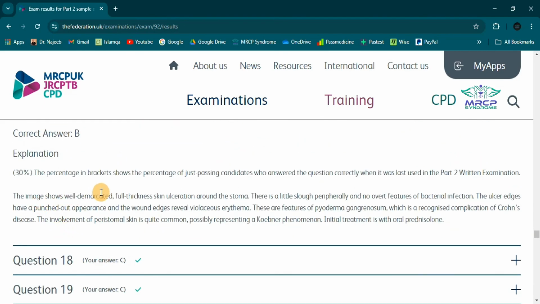This image shows well demarcated full thickness skin ulceration around the stoma. There is a little slough peripherally, no overt features of bacterial infection. The ulcer has a punched out appearance. The wound has reverse violaceous erythema. These are features of pyoderma gangrenosum, which is a recognized complication of Crohn's disease. The involvement of peristomal skin is quite common, possibly representing a Koebner's phenomenon. Initial treatment is with the oral prednisolone.